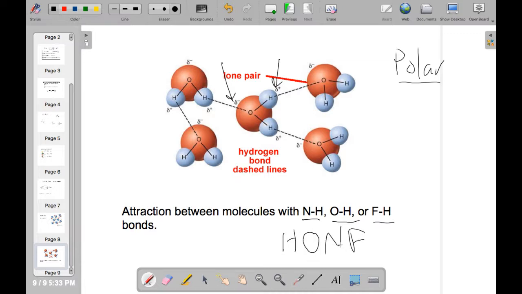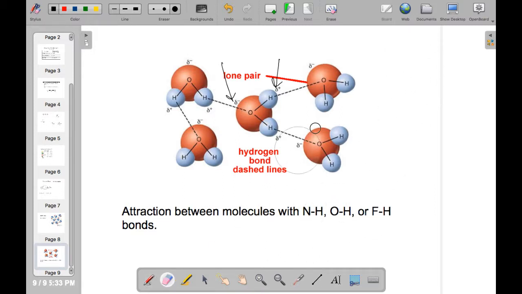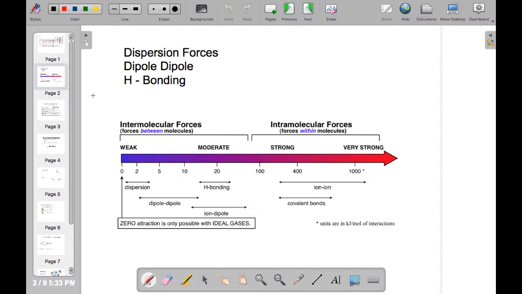Sometimes people remember this by saying humph. But it has to be a specific type of bond. Nitrogen to hydrogen, oxygen to hydrogen, or fluorine to hydrogen. These bonds tend to be a little bit stronger. If we go back to our chart, we can see that it could be anywhere from 20 to even a little bit greater kilojoules per mole, which still is nowhere near these intramolecular forces over here. But it's going to take a little bit more energy to break water apart.